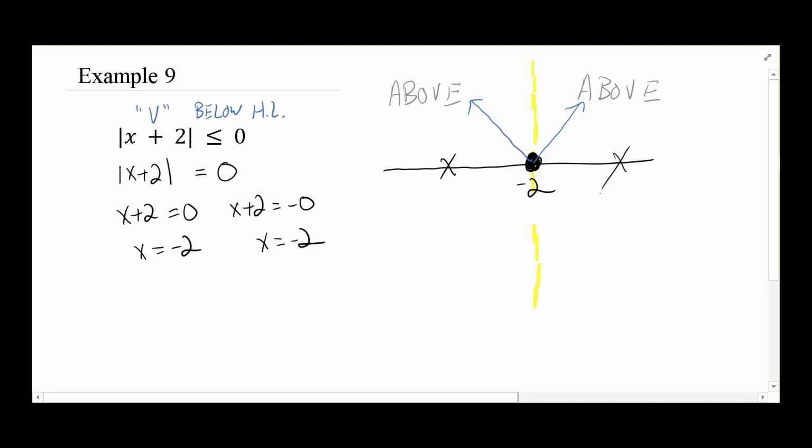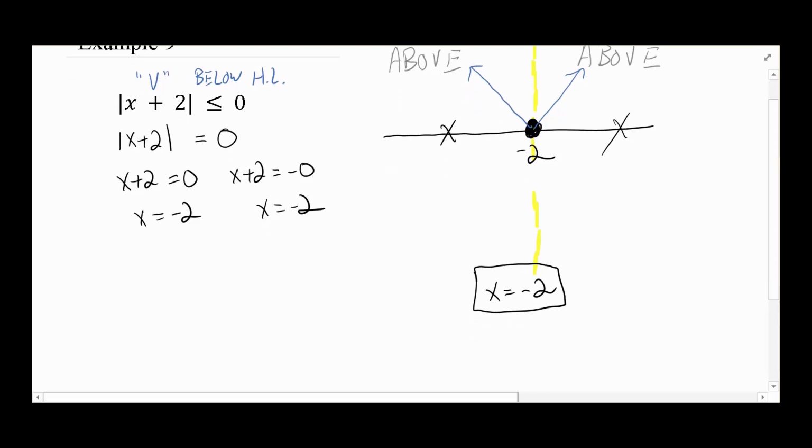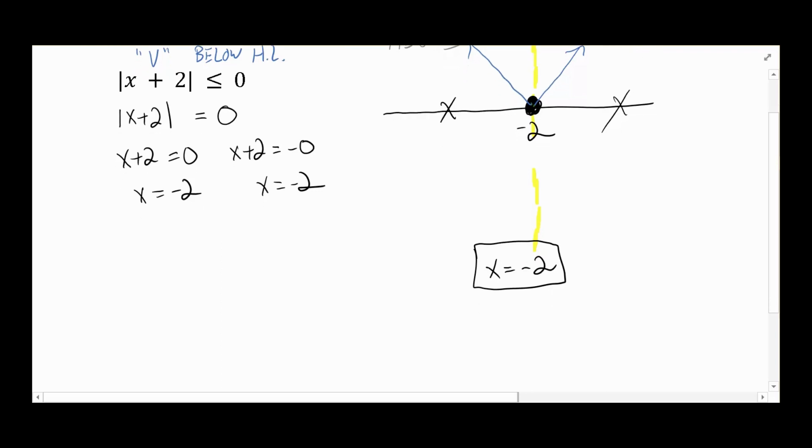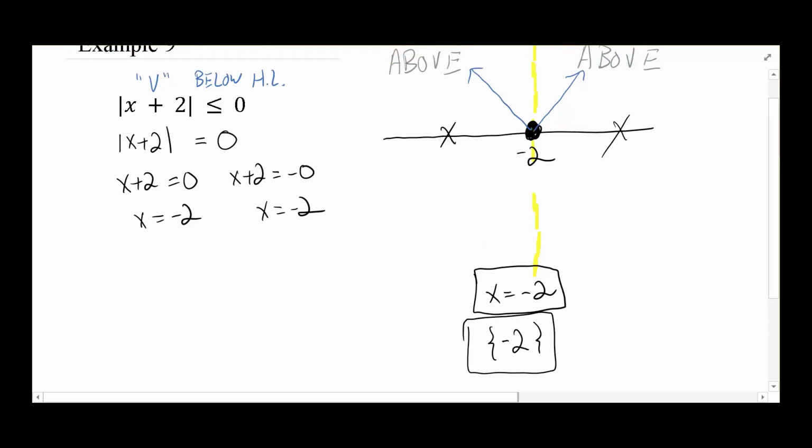So looking at the number line then, what is our answer? Well, we have a dot at -2. That dot means x equals -2 is the only answer. We don't have an infinite number of answers. We only have one answer. So if we wanted to use symbols, we could use the braces with -2 is one way, or we could just simply write x equals -2. But we have a single number answer here.